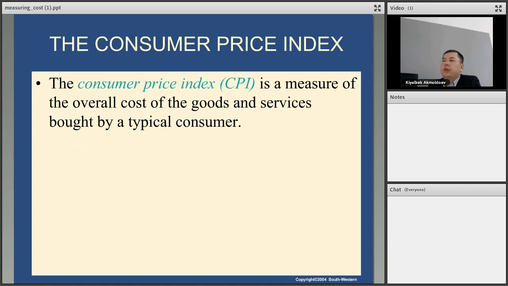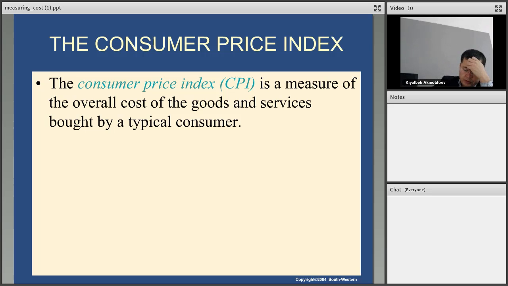To measure cost of living, we use an index. One of them is the CPI, the Consumer Price Index, a measure of the overall cost of the goods and services bought by a typical consumer. We will also discuss this in the future.